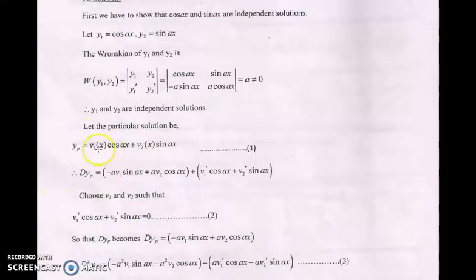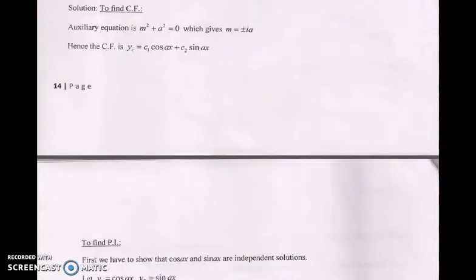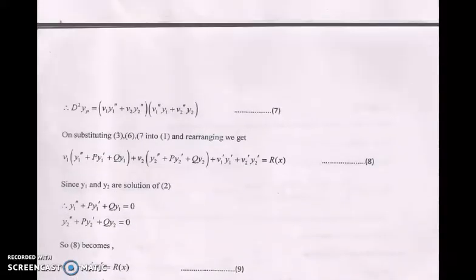Differentiating yp: v1 times cos x differentiates to minus a sin x, with v1 unchanged; sin x differentiates to a cos x, with v2 unchanged. What remains is v1 dash cos x plus v2 dash sin x. According to the rule, v1 dash cos x plus v2 dash sin x should be 0. Here we mention the posterior of the rule.